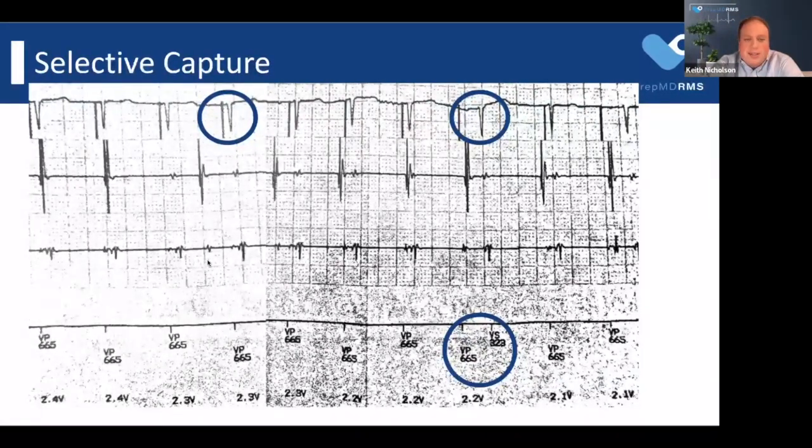Yeah. And not to sound like a broken record, but if we don't have the surface on here, if we look at where we lost capture, there is a deflection there, but it just happens to be the atrial deflection.